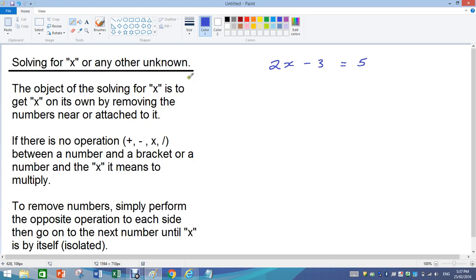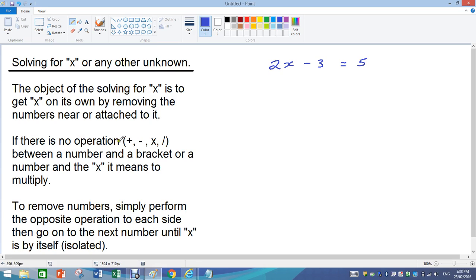This video tutorial teaches you how to solve for x or any other unknown when there's two steps. So that means there's two numbers to remove. Again, just briefly, the object of solving for x is to get x on its own by removing the numbers near or attached to it.